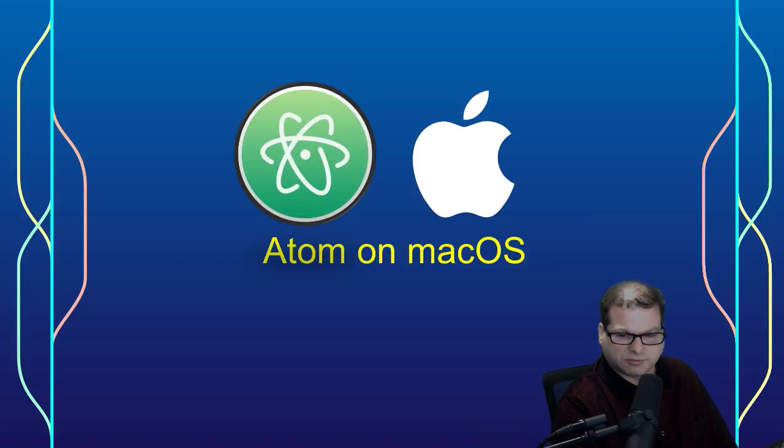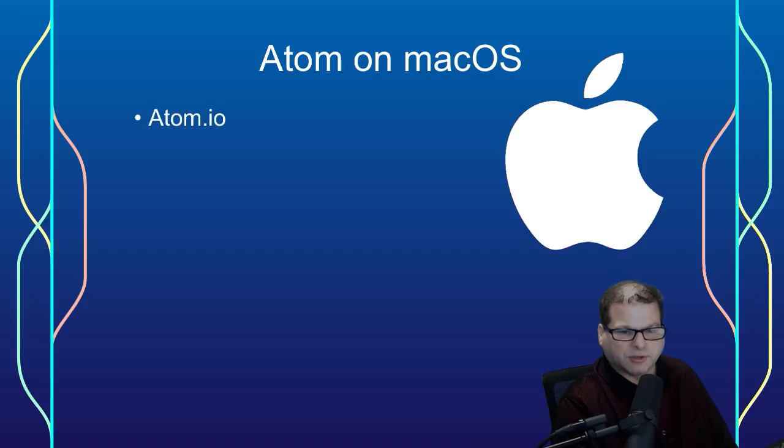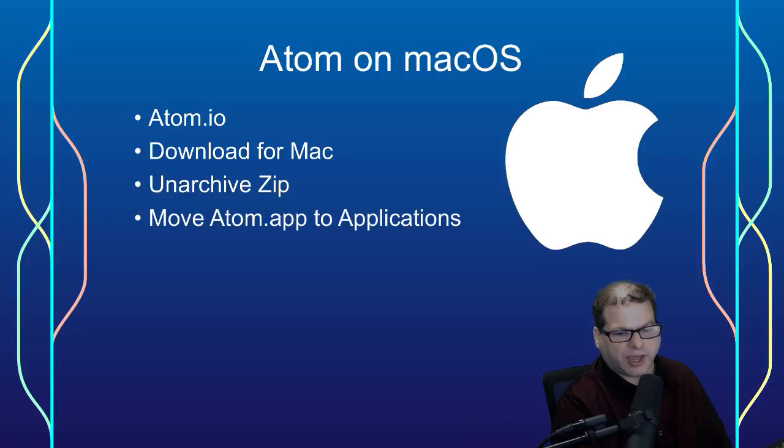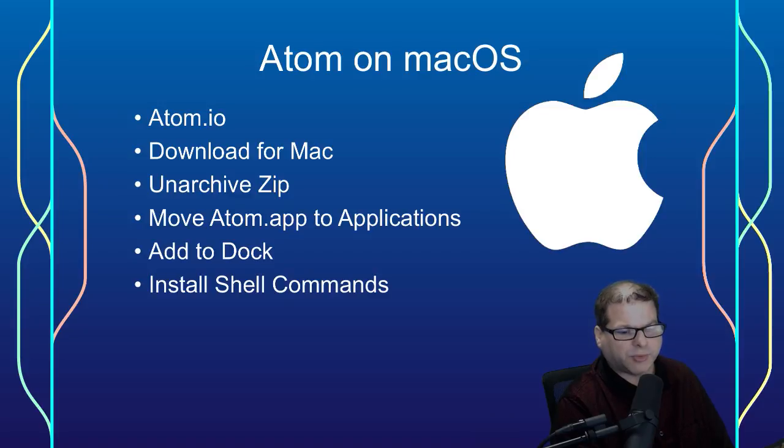All right, Mac OS. On Mac OS, we'll do the same thing. We'll go to the atom.io website. It should detect that you're running Mac OS and provide you the appropriate download button. The download for Mac will give you a zip archive. Simply unarchive the zip file after the download. Then move the Atom app into the Applications folder. Once Atom is running, I like to go ahead and add Atom to the dock so it's always available. Also, make sure to add the shell commands so that you can invoke the Atom command anywhere in the terminal.